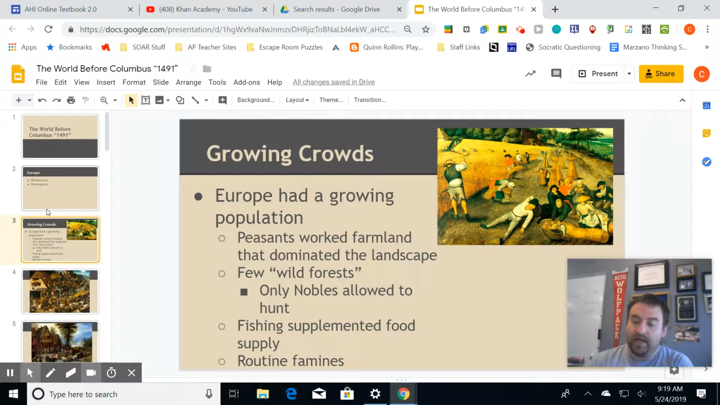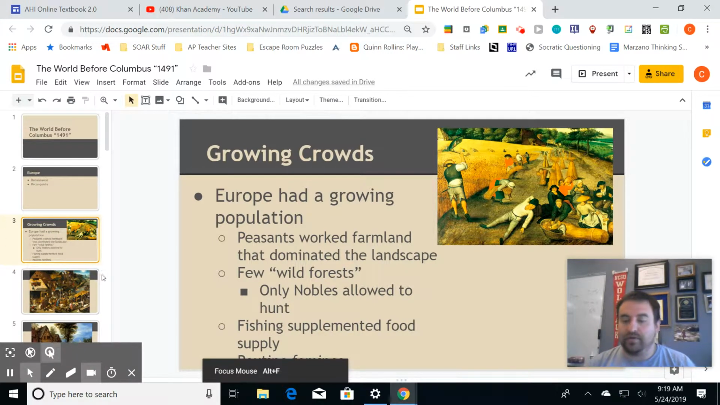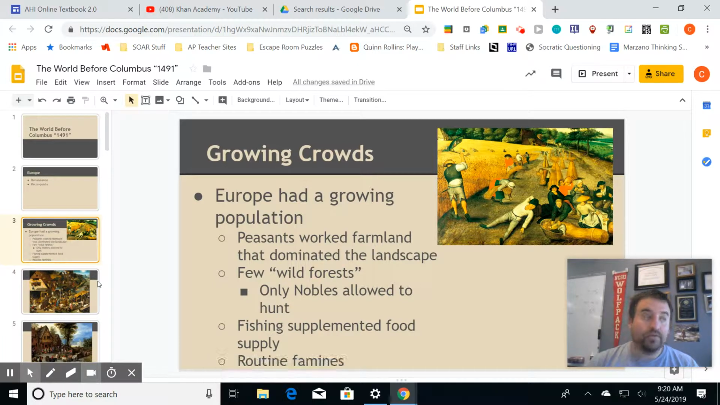Peasants are working that farmland. They're kind of being forced to by the lords, the serfdom, right? Very few wild forests, as we mentioned. Only nobles are allowed to hunt. So if you remember the Robin Hood story, the people of the forest are accused of committing a grand crime, treason, for being in the forest and for killing the lord's or the nobleman's stag. That's a high crime back then because only nobles, only the privileged, were allowed to hunt.